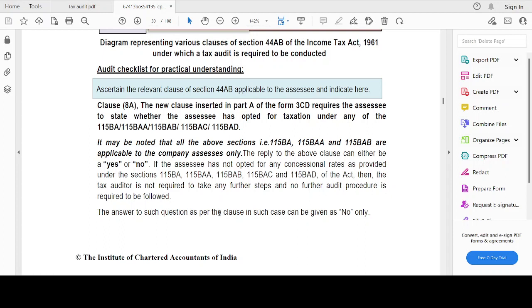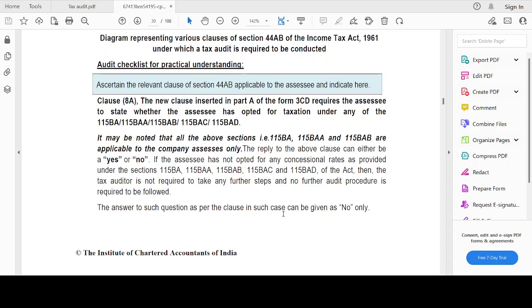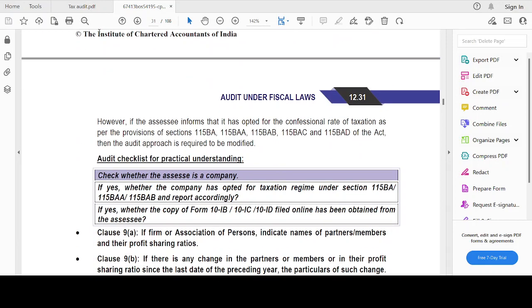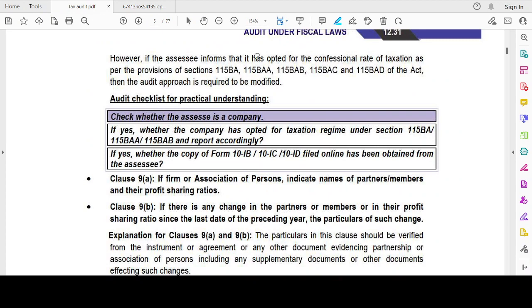The answer to such a question as per the clause can be given only as no. However, if the SSC informs that it has opted for the concessional rate of taxation, then the audit approach has to be modified. I have to follow further audit procedures. What are the things? Check whether the SSC is a company.